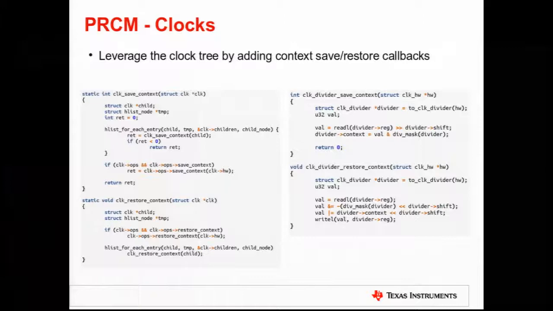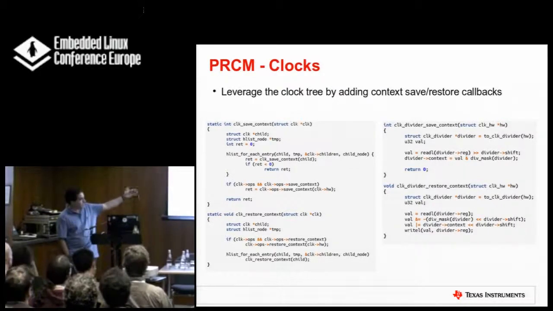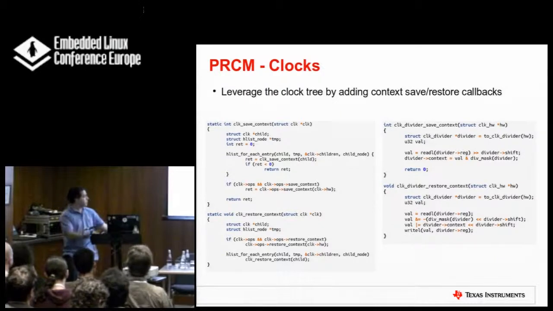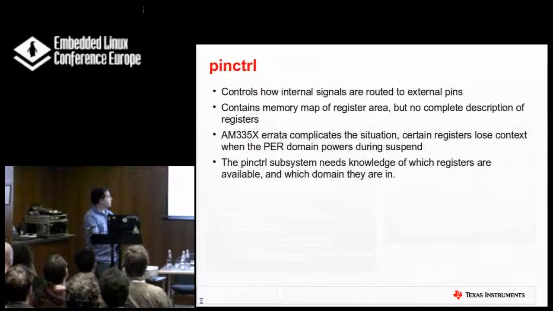And then we do something cool. There's the whole clock tree that manages clocks on the system. We leverage that to restore all the clock data, which is a lot easier than the other areas of the PRCM. We just add a save context and restore context generally, and then for individual clocks, we can add in a save context, restore context, and then it's a tree, so we can just call in and have it save the context when we go down and restore all of it when we come up, which is a nice advantage of the clock tree and the clock framework.